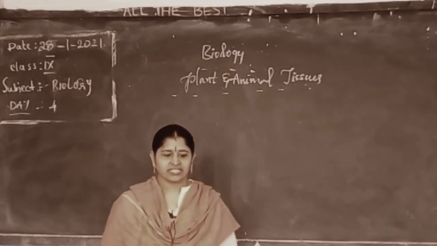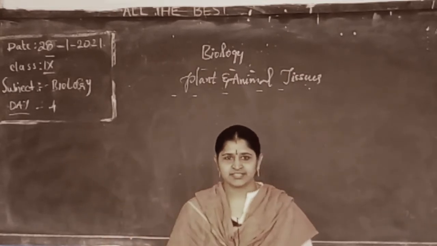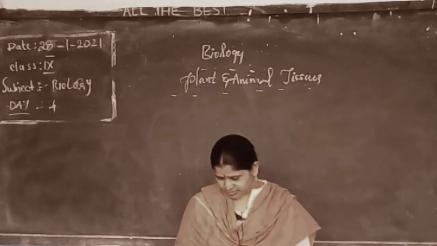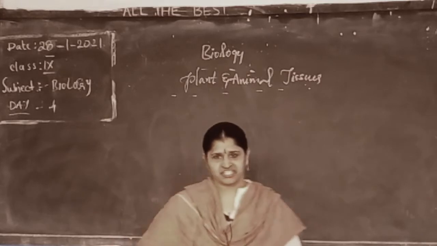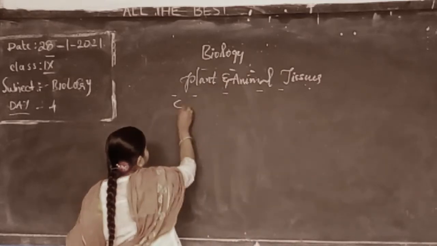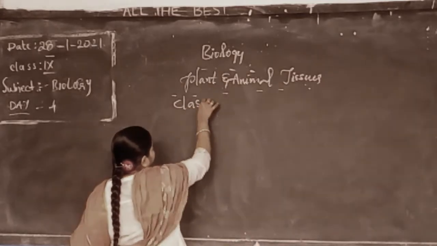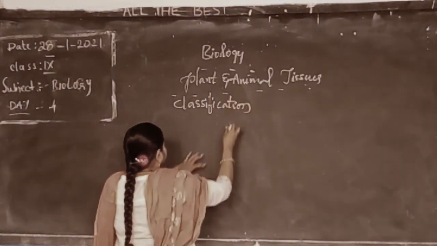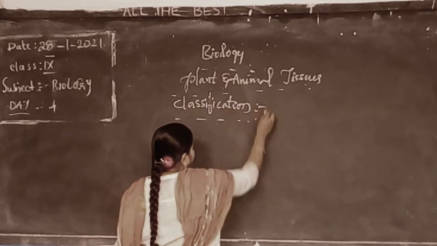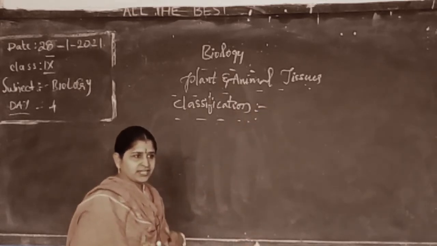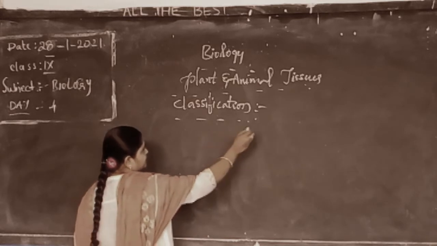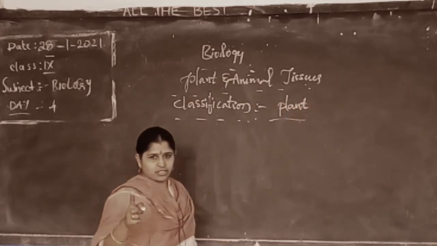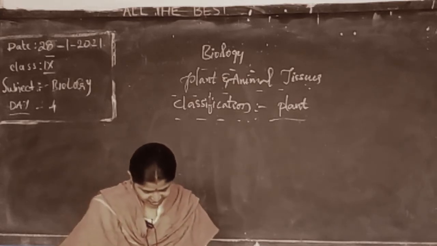Children, let us start the next topic, that is plant and animal tissues. Under plant and animal tissues, first let us see the classification. Under classification, let us see first plant classification. First, all of you open your notebooks and take down this classification.